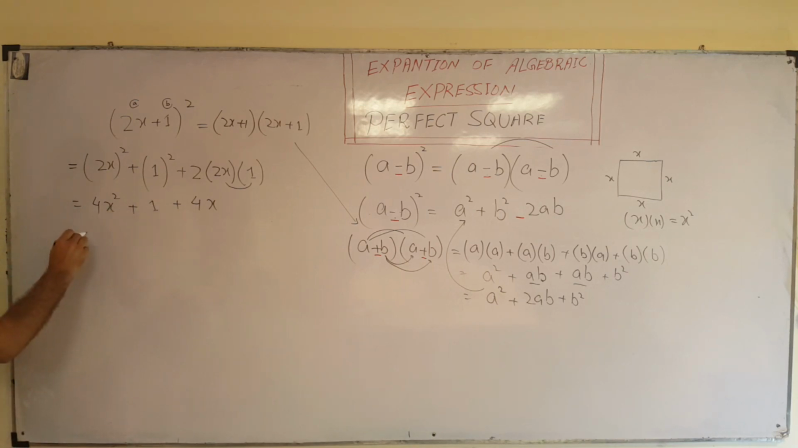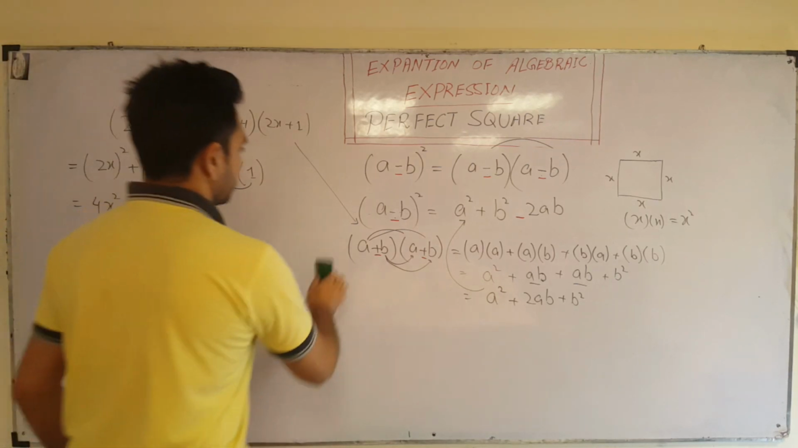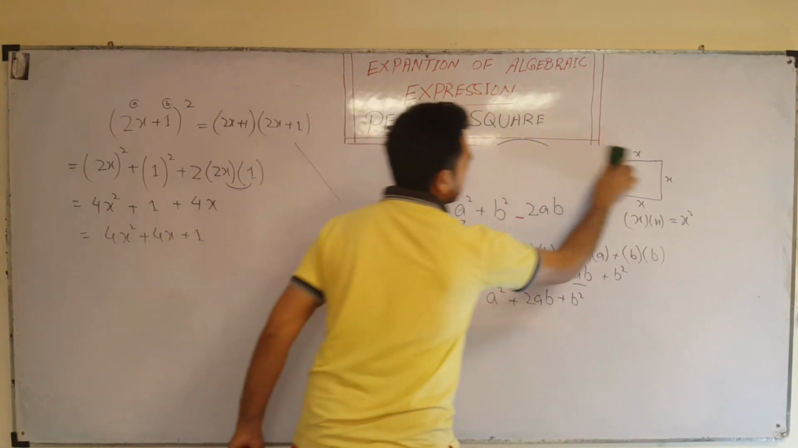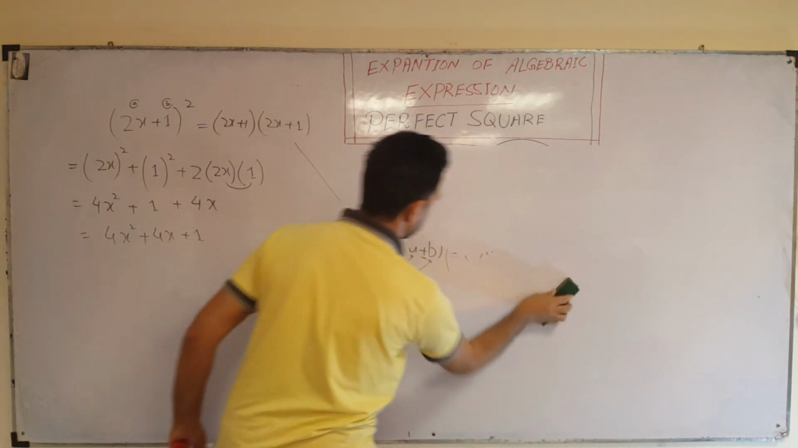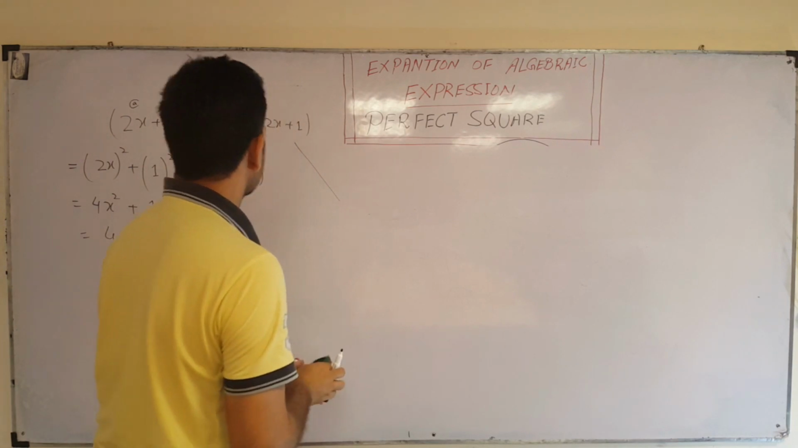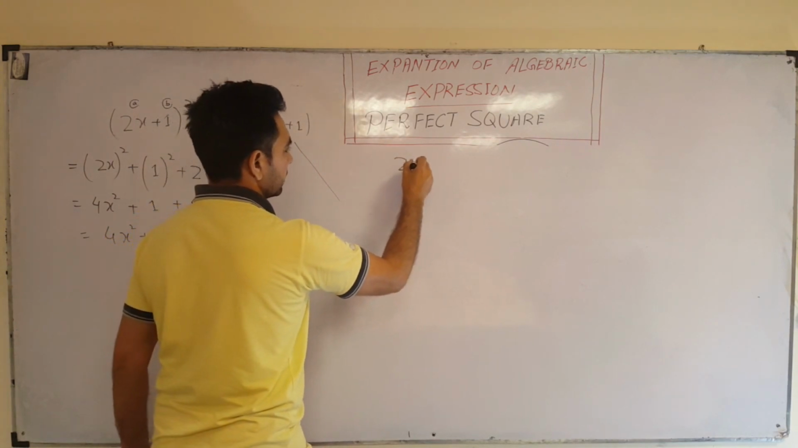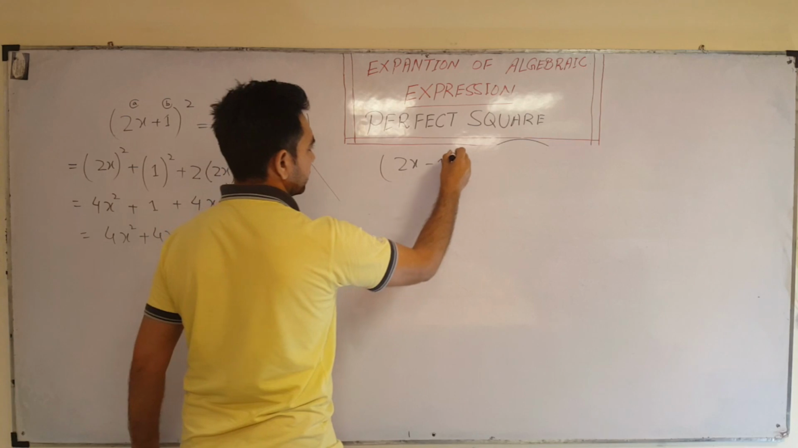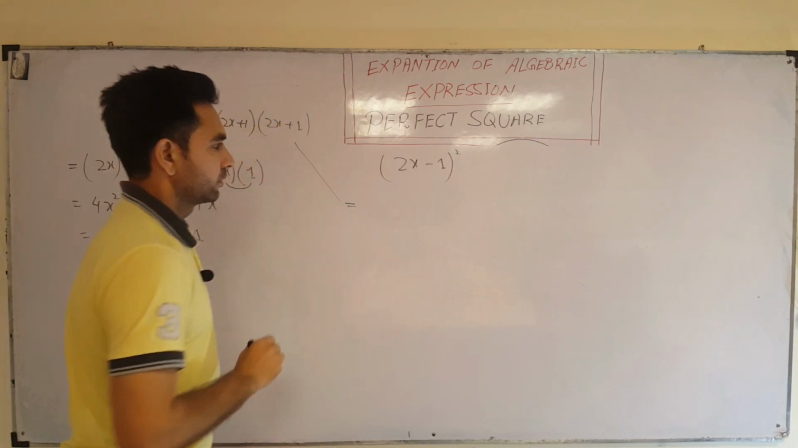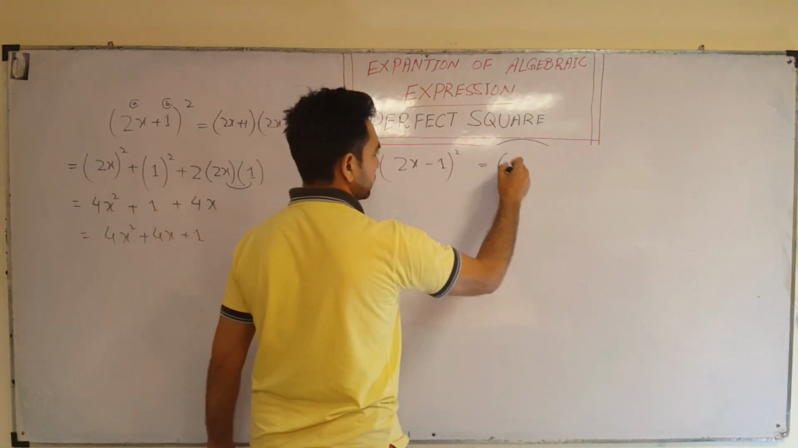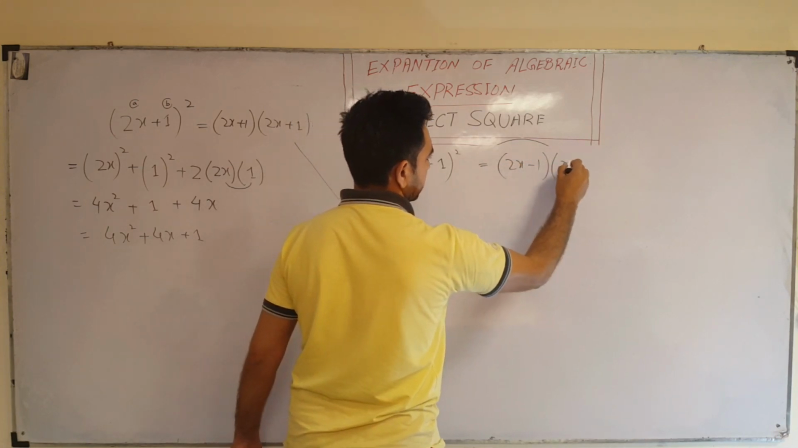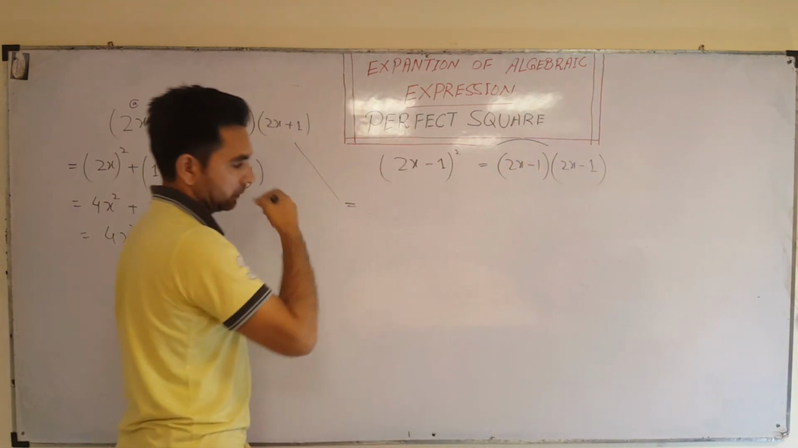So you can leave it like this, or you can rearrange it in this format, right? Now let's solve the same problem, expand it if there is a negative. So again, you can expand it with this one, right?